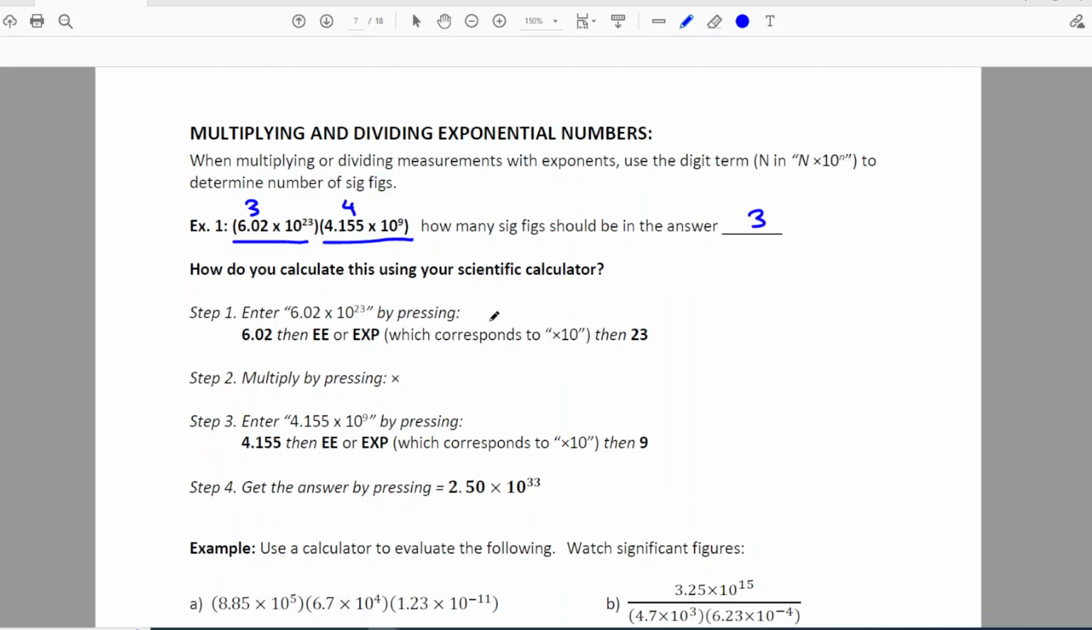But let's see how we type this in. If I was going to type in 6.02 times 10 to the 23, I type 6.02. Now, everybody's calculator should have either an EE or an EXP button.